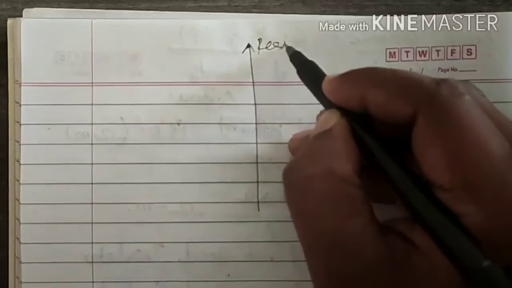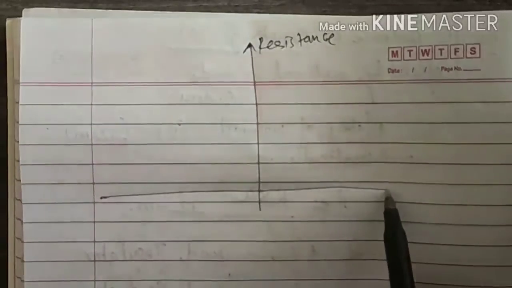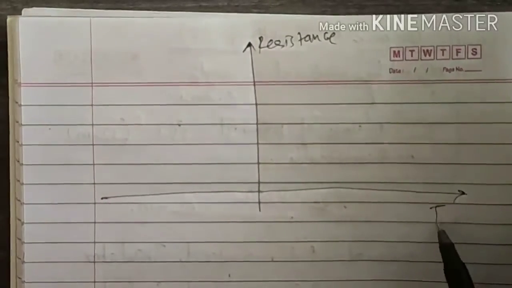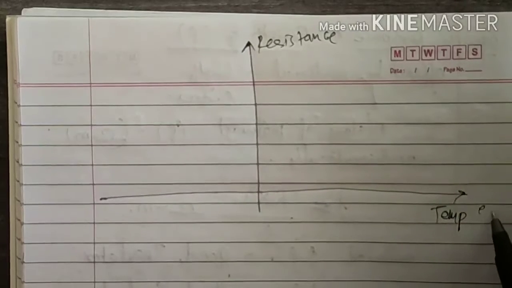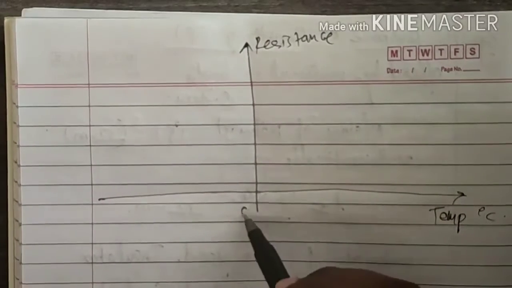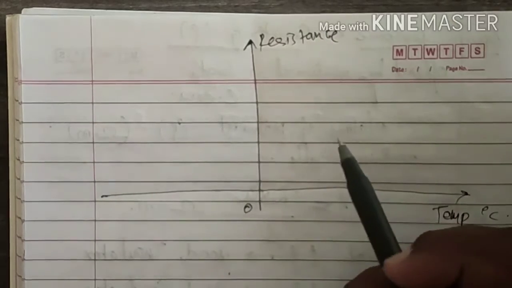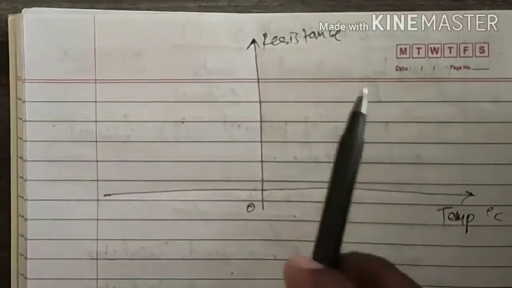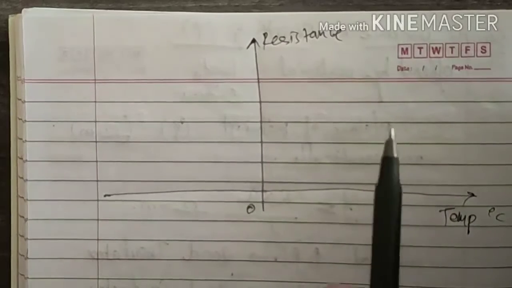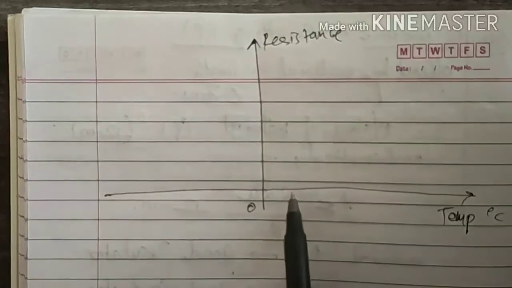This denotes the value of resistance. Then we have the horizontal axis as the temperature in degrees Celsius, and this is my value 0. This is the temperature versus resistance graph of a pure metal.